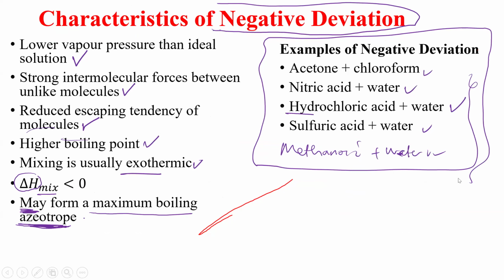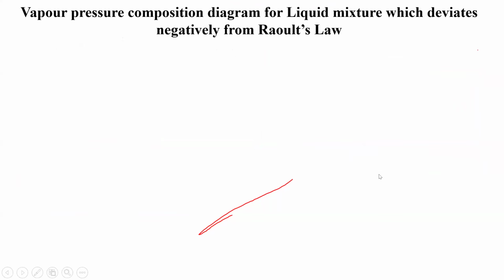Now let's look at this diagram. We are just going to draw it from scratch. I don't have a ruler here, but it's better you use a ruler. Let me try to use mine here and we see. It is the vapor pressure composition diagram of a liquid mixture which deviates negatively from Raoult's law. Now, it is just the opposite of what we had. Let me see whether I can draw it very well. Good. It is straight.